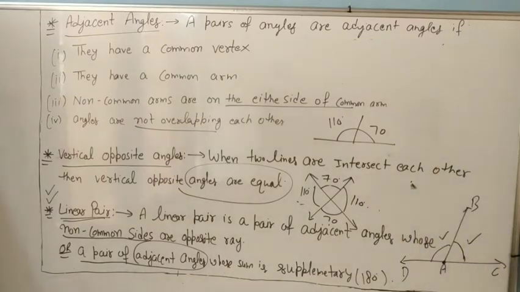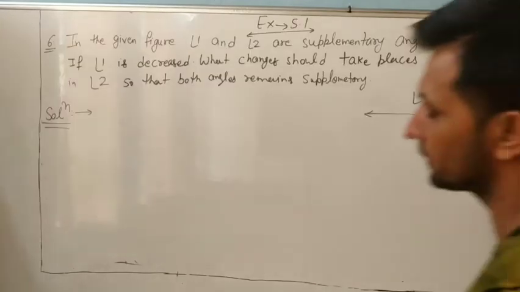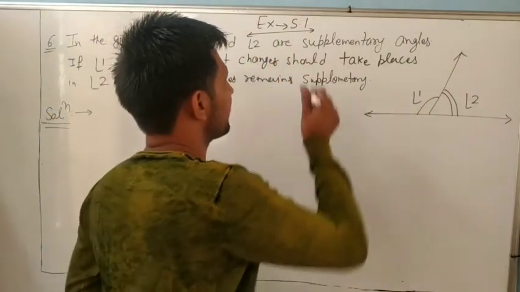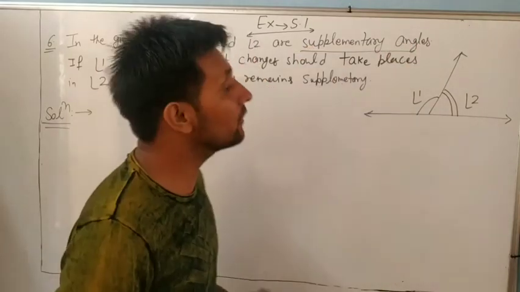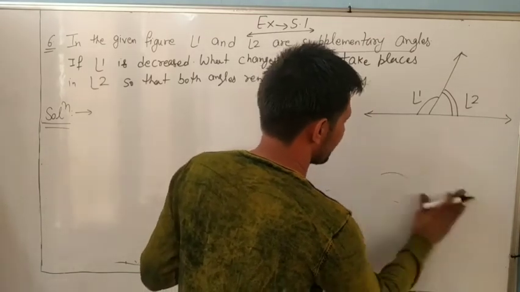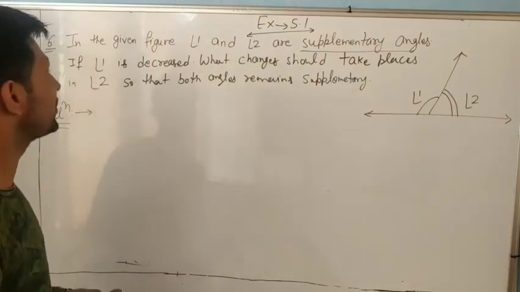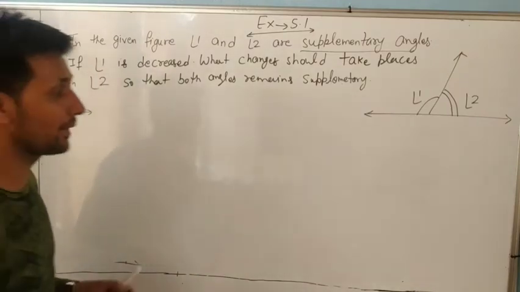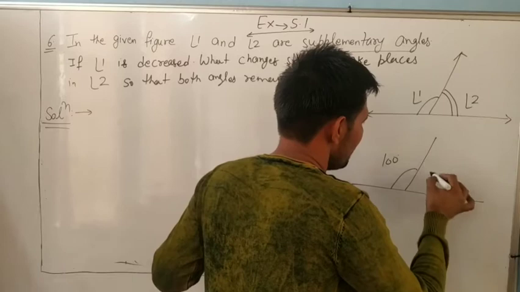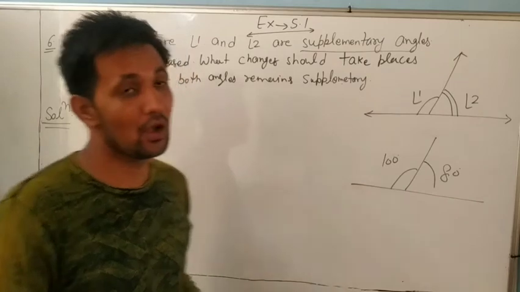Now we will start our exercise. Now, dear, question number 6. What is given? In the given figure, 1 and 2 are supplementary angles. Supplementary means, dear, the sum is 180. I told you, a straight line always makes 180. If angle 1 is decreased, what change should take place in angle 2 so that both angles remain supplementary? It's very simple, dear. Suppose it is 100 degrees and the other is 80 degrees, and because both are supplementary, 100 plus 80 is 180.